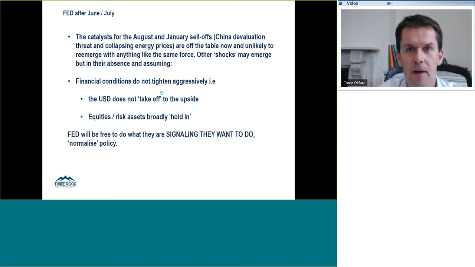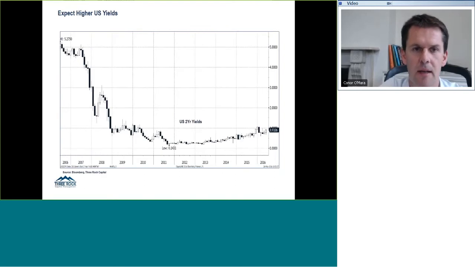But then the Fed will be free to do what they are signaling that they want to do, which is to normalize policy gradually, but with purpose. That's the message they're giving us, and it's a recent shift in rhetoric. But my feeling is that the market has been a little bit slow to react to the change in rhetoric in the last 10 days.